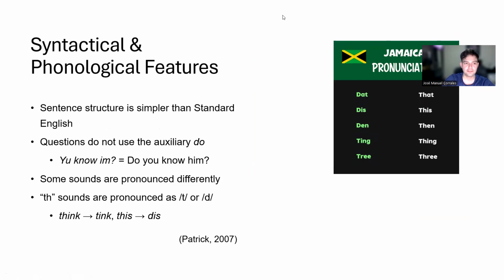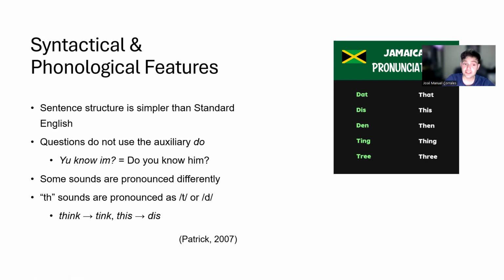Syntactical and phonological features. When we talk about sentence structure, we could say that it is simpler than standard English. Questions do not use the auxiliary do, as we can see in this example. Do you know him? You know him? So we don't need to think a lot about what auxiliary am I going to use? Is it do? Is it does? And this is more basic and simpler to relate to.